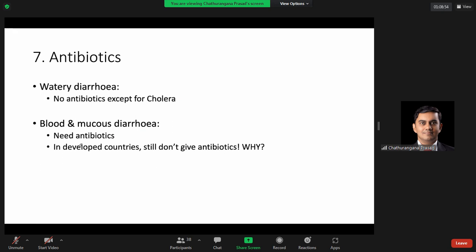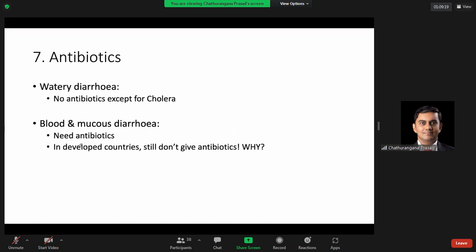Now, antibiotics, as I said, we don't routinely prescribe antibiotics, especially for watery diarrhea. Other than cholera, you don't need antibiotics. It might actually worsen the diarrhea. But for bloody mucous diarrhea, although rarely it is caused by adenovirus or Entamoeba histolytica or Trichuris, we still prescribe antibiotics because commonly these are caused by bacteria. This you need to find out.